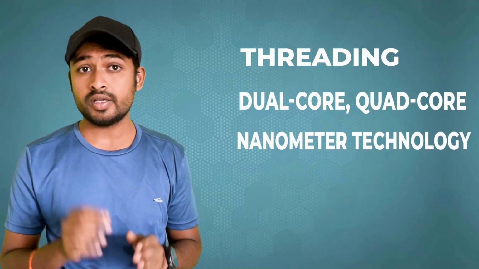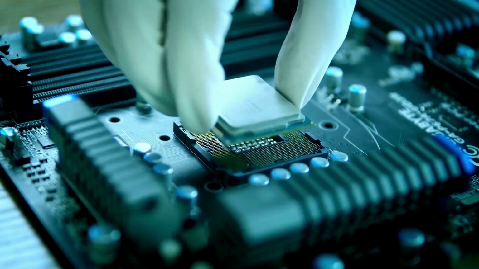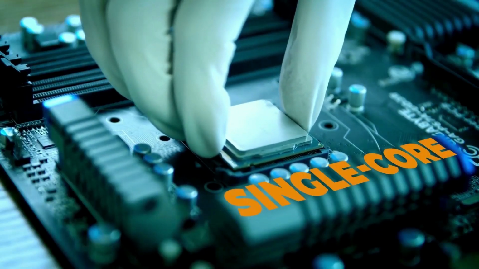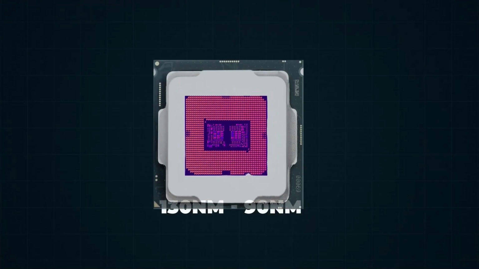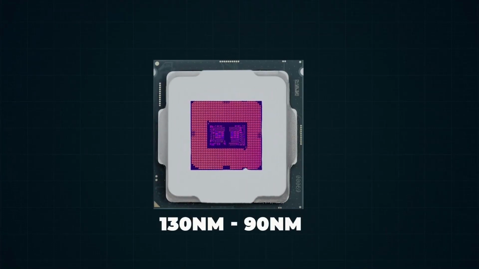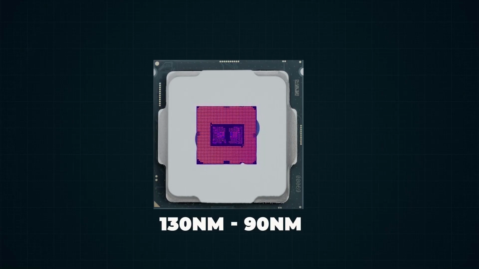There are many confusions out there about processors, threading, dual-core, quad-core, nanometer technology and cache memory. In the early days of computer processors, they were single-core, meaning they had just one central processing unit inside the chip. As technology progressed, the distance between tiny transistors on the chip decreased. This paved the way for the addition of another microprocessor, transforming the chip into the first dual-core processor.